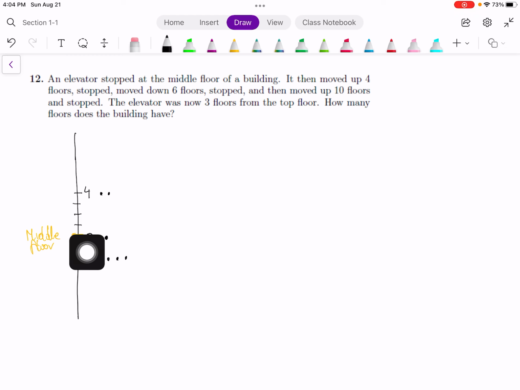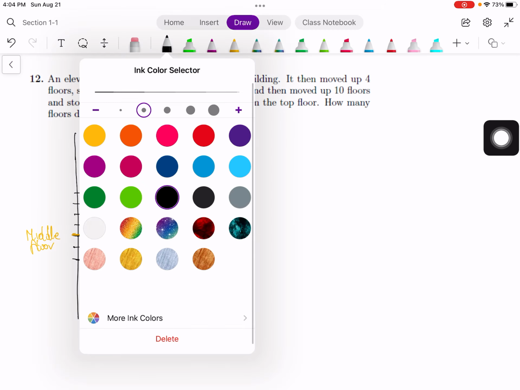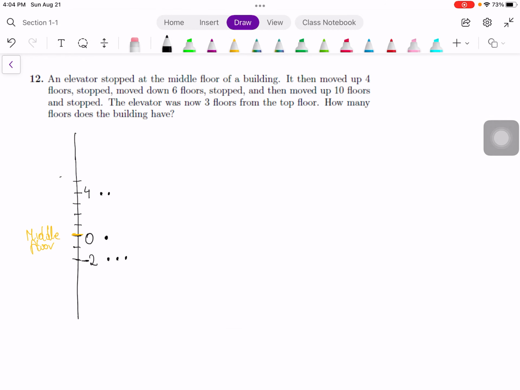So I'm in the middle. And then still 8 up because I'm going 10 floors up, right? So 4, 5, 6, 7, 8. Okay, so then I'm gonna be here. That's my next series of stops. So I'm gonna put 4 dots just for myself to see the progression. And the elevator is now 3 floors from the top floor. Well, then I know that the top floor is the 11th floor, right? 11 top.